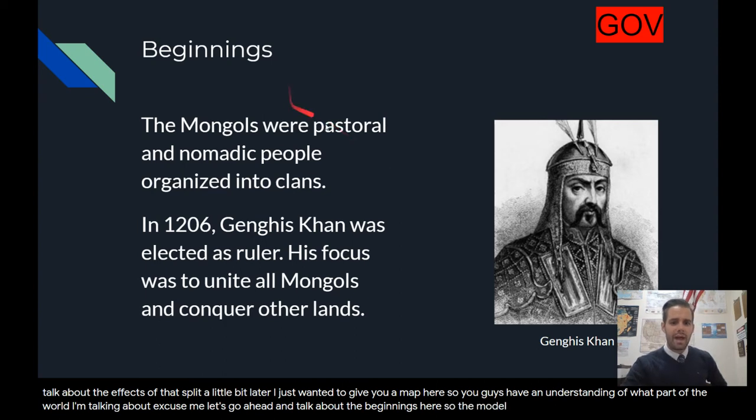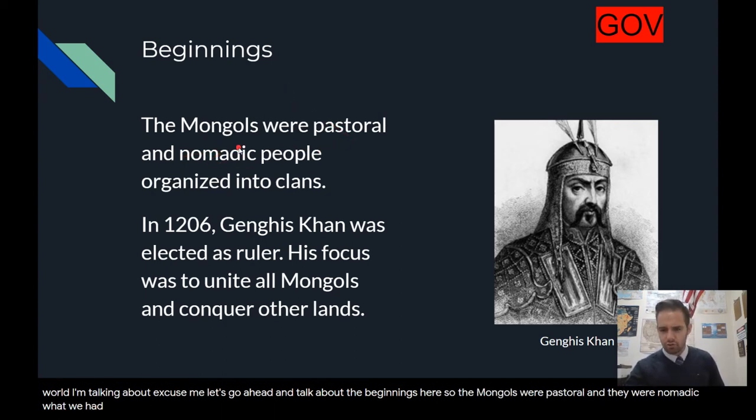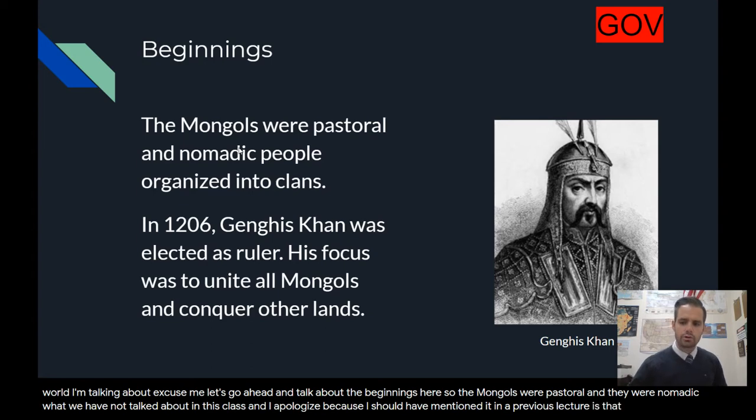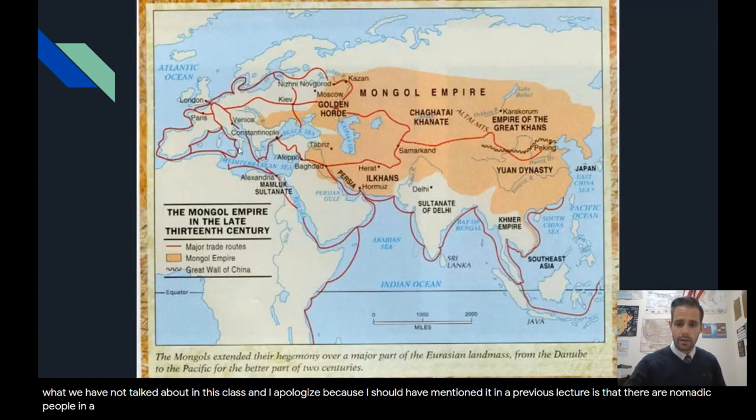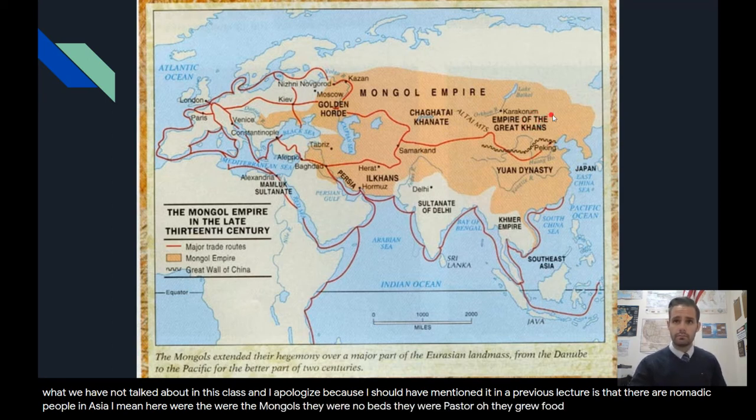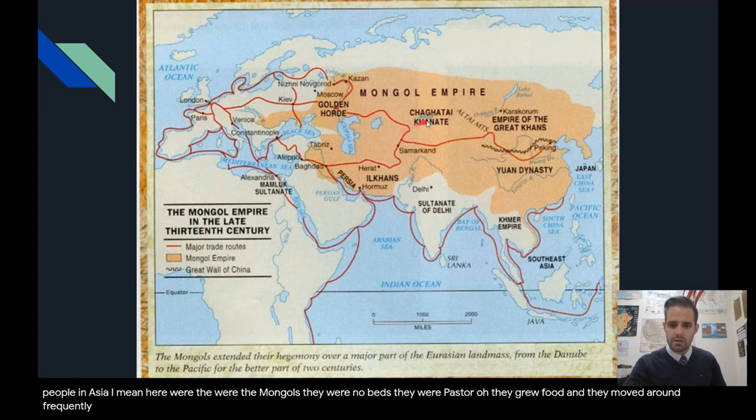So the Mongols were pastoral and they were nomadic. What we have not talked about in this class, and I apologize because I should have mentioned it in a previous lecture, is that there are nomadic people in Asia. I mean, here were the Mongols. They were nomads. They were pastoral. They grew food and they moved around frequently. Here in Central Asia, right here, were other nomadic people, like the Seljuk Turks, if you remember our study of the Abbasid Caliphate and of the Crusades.